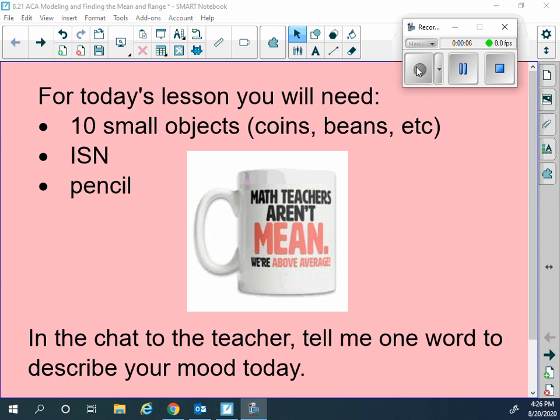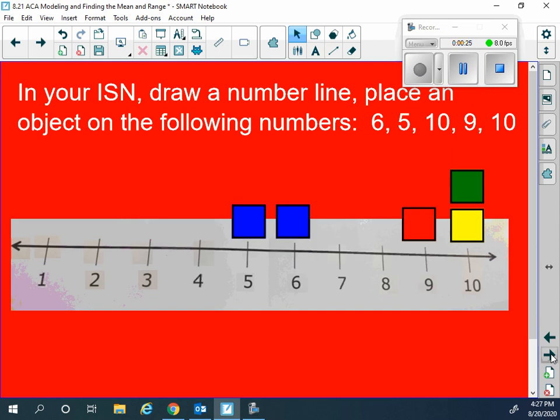Okay, so this is today's lesson. If you're doing this at home, you will need 10 small objects, coins, beans, etc., your ISN, and a pencil. If you were live with the class in the chat, you would be telling me one word to describe your mood today. Obviously, if you were absent, you are not doing that.